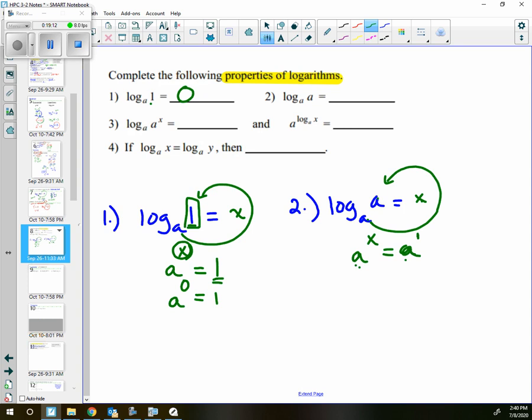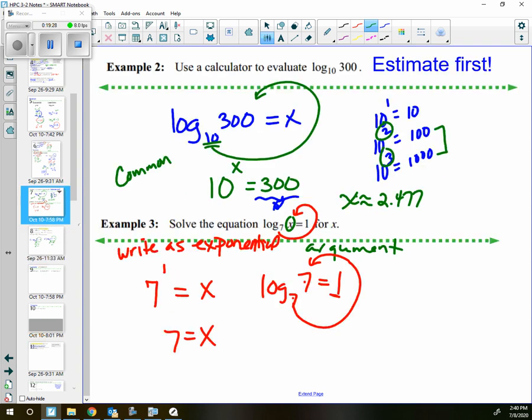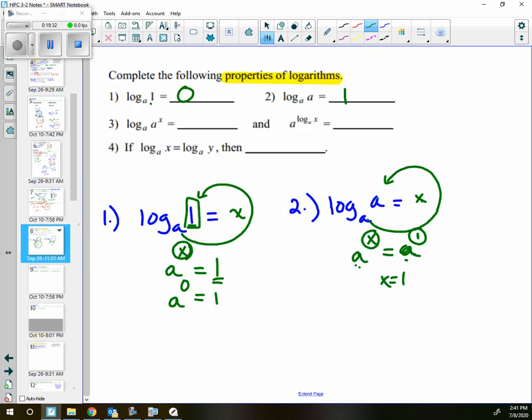1-to-1 property. If the bases are the same, I don't care what a is, 7, whatever. What does this exponent have to be? Well, it has to be equal to the other exponent, which means the x would have to be equal to 1. So that means the log base a of a is always 1. That's the exact same example that we just did. When the base and the argument are the same, that's where you get a 1 for your answer. So that's where that's coming from. So if you have your argument and your base is the same, it's got to be 1, right? A to what power gives me a? The first power. So it works out really well.